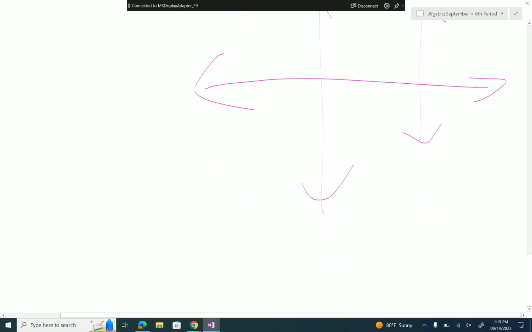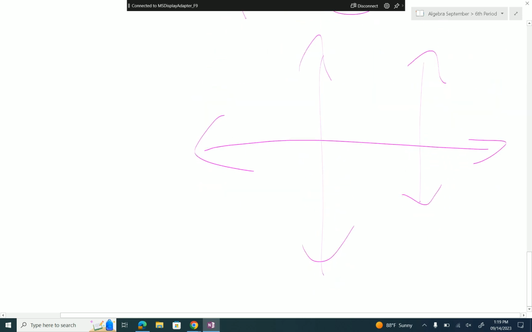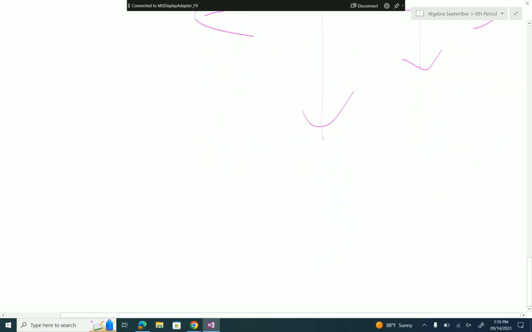But we've got 0 as a slope here. Would this pass the vertical line test? It's going up and down. No, that wouldn't. Yeah, exactly. It hits an infinite number of points. So that would not be a function.